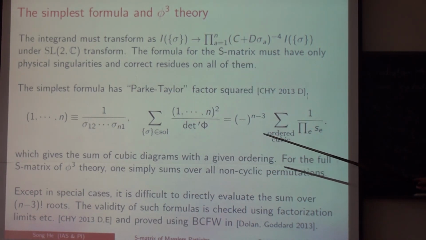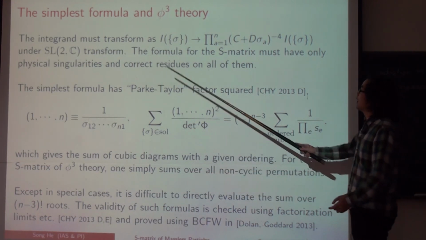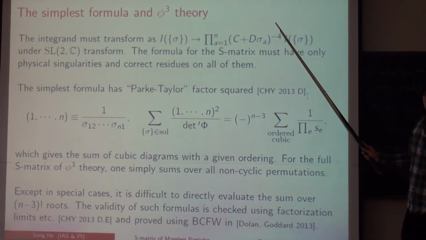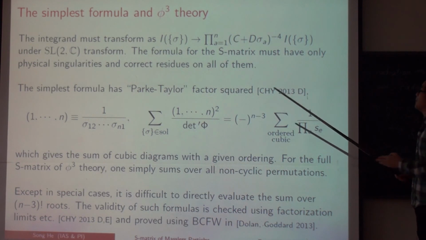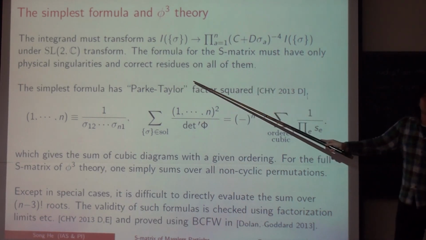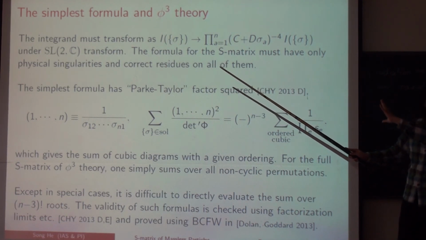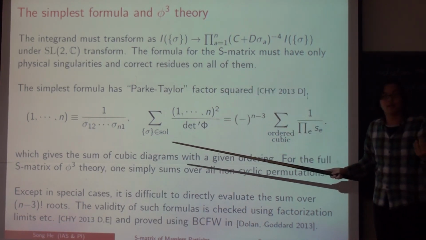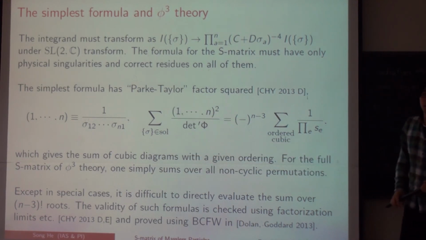We just want to find the correct integrand for different theories. And the simplest case we found is, okay, first of all, the integrand must transform under SL2C with a certain weight to make the formula meaningful. And also, it should give all the physical singularity and the residues. These are all requirements for the integrand. And actually, you will find that there aren't so many choices. So give me a theory, I can give you the integrand.